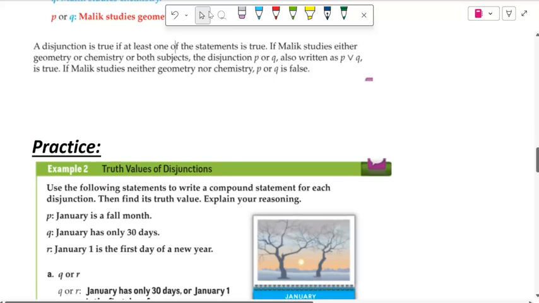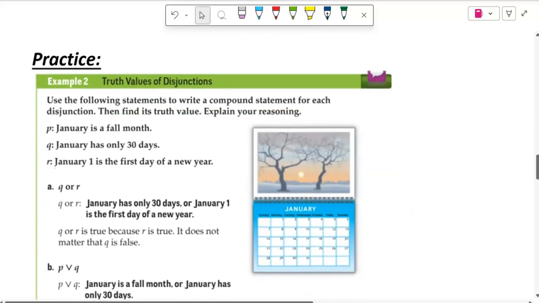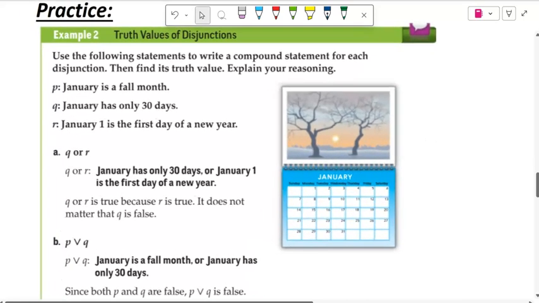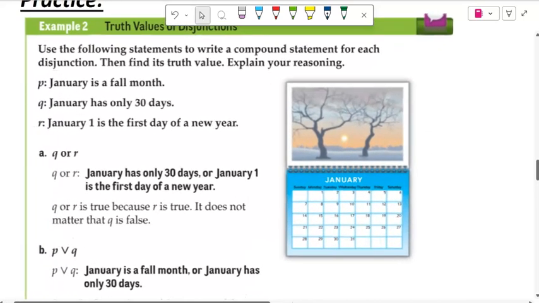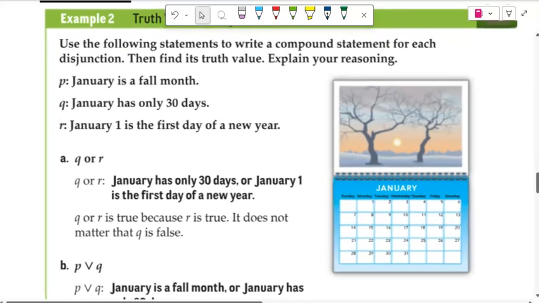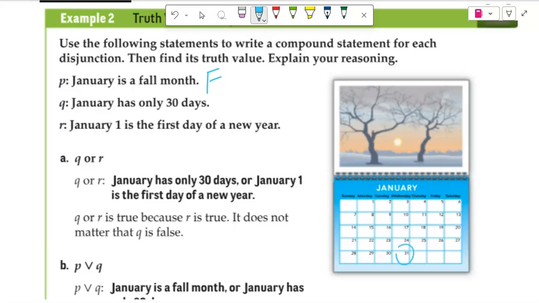So let's look at, yeah, we can look at this example together really quick. Write a compound statement for each disjunction and find its truth value. January is a fall month. True or false? False. January is in the winter. Good. January only has 30 days. False, only because the calendar is right there and it says it has 31. January 1st is the first day of a new year. True. Right? So now we've got P, Q, and R, the truth values for each.